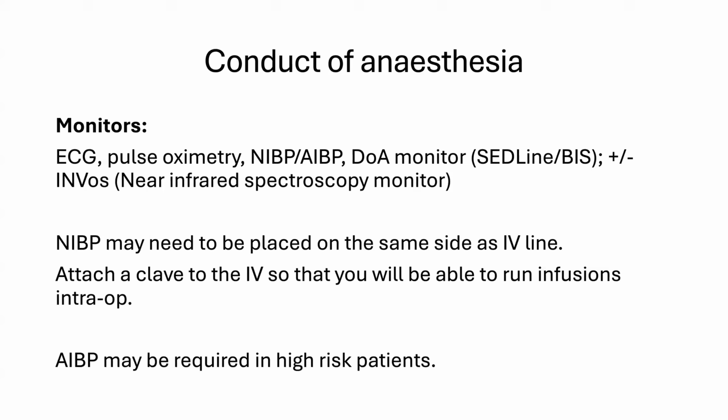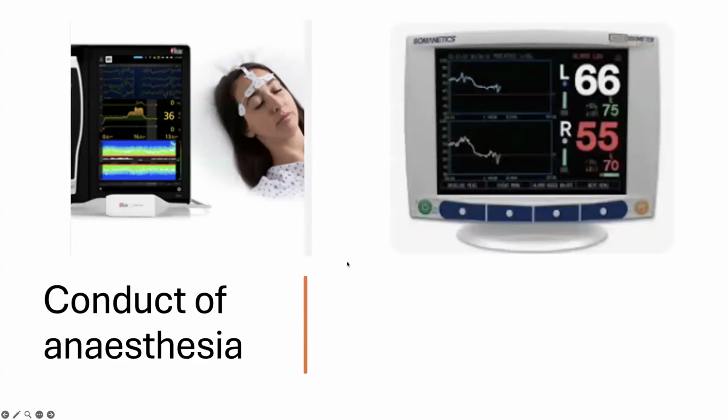As I mentioned, invasive blood pressure monitoring is not always a must, but is advised, especially in high-risk patients. It's important to zero your transducer at the level of the circle of Willis. That's basically at the level of the ear, so that you get the correct blood pressure reading. So in terms of depth of anesthesia, I mentioned the Z line.